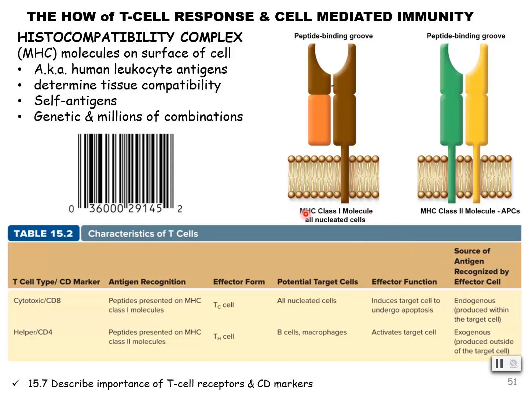So when a virus infects a cell, that cell will put out a little piece of the virus. If it's a tumorigenic cell, it too will have tumorigenic markers. The helper T cell is a little different. Remember, that's the one that helps both B cells and T cells become activated. It is going to be talking to the antigen presenting cells.